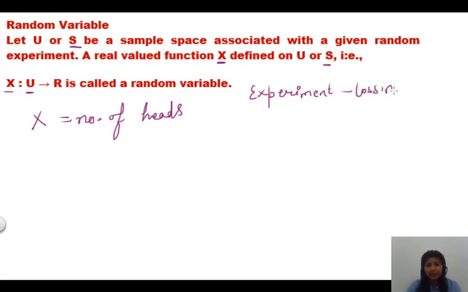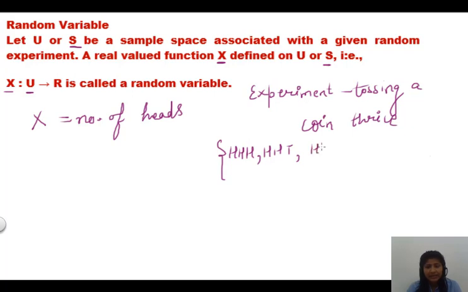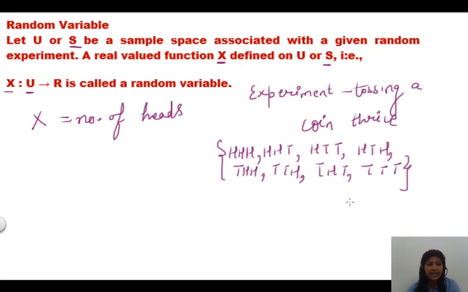suppose of tossing a coin 3 times. Now, when we throw a coin 3 times, the possible outcomes are head, head, head; head, head, tail; head, tail, tail; head, tail, head; tail, head, head; tail, tail, head; tail, head, tail; and tail, tail, tail. So these are the 8 possible outcomes that we have when we toss a coin 3 times.